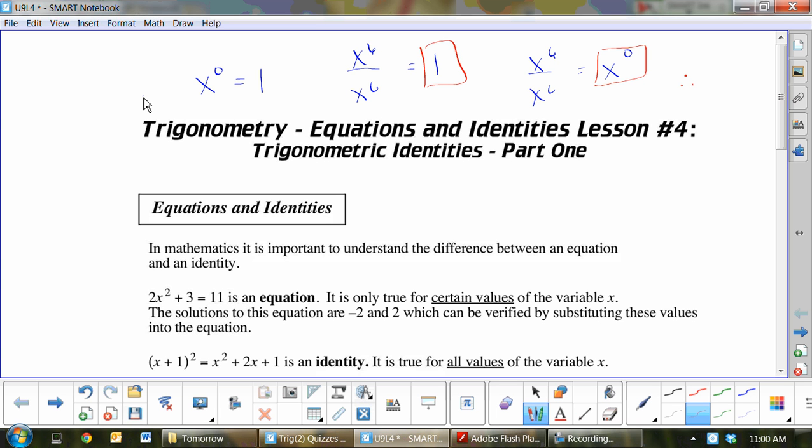The law that if you divide anything by itself, it equals 1. And the law that if you subtract exponents, or divide powers, you subtract the exponents. So therefore, x to the 0 must equal 1, right? See, that's a proof.